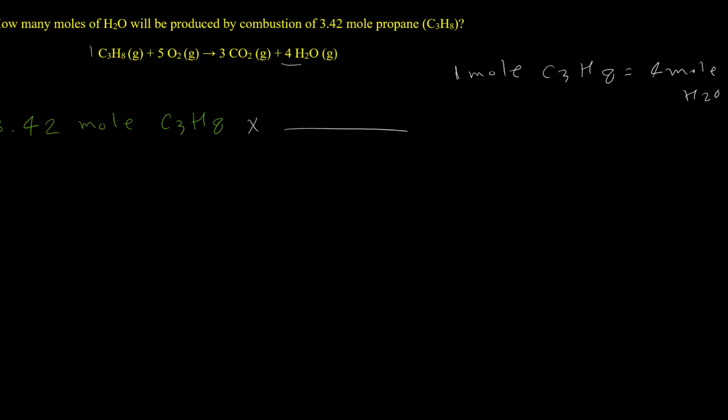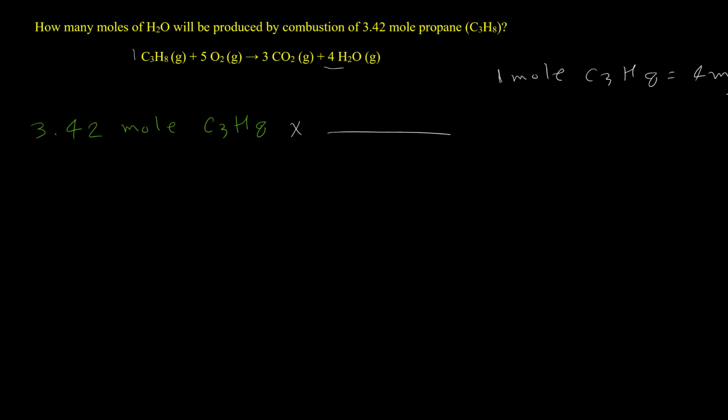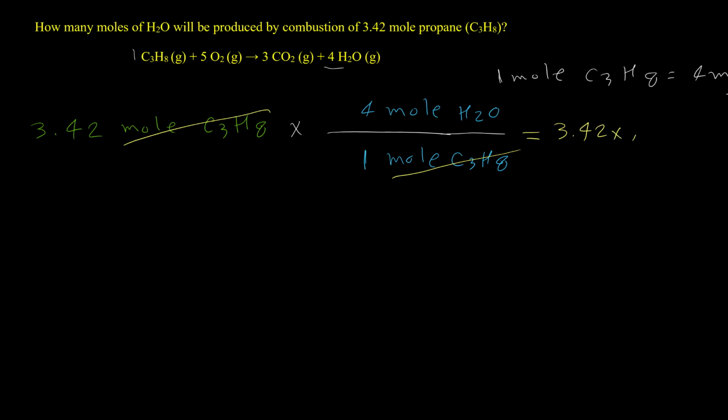So that means 1 mole of C3H8 is equal to 4 mole of water. So we can use this information as a conversion factor: 1 mole of C3H8, 4 mole of water. Then these two units are going to cancel, and our final answer is equal to 3.42 times 4 mole of water, which is equal to 13.7 mole. So if we don't have the balanced equation, we need to balance it. Otherwise, we will have the wrong answer.